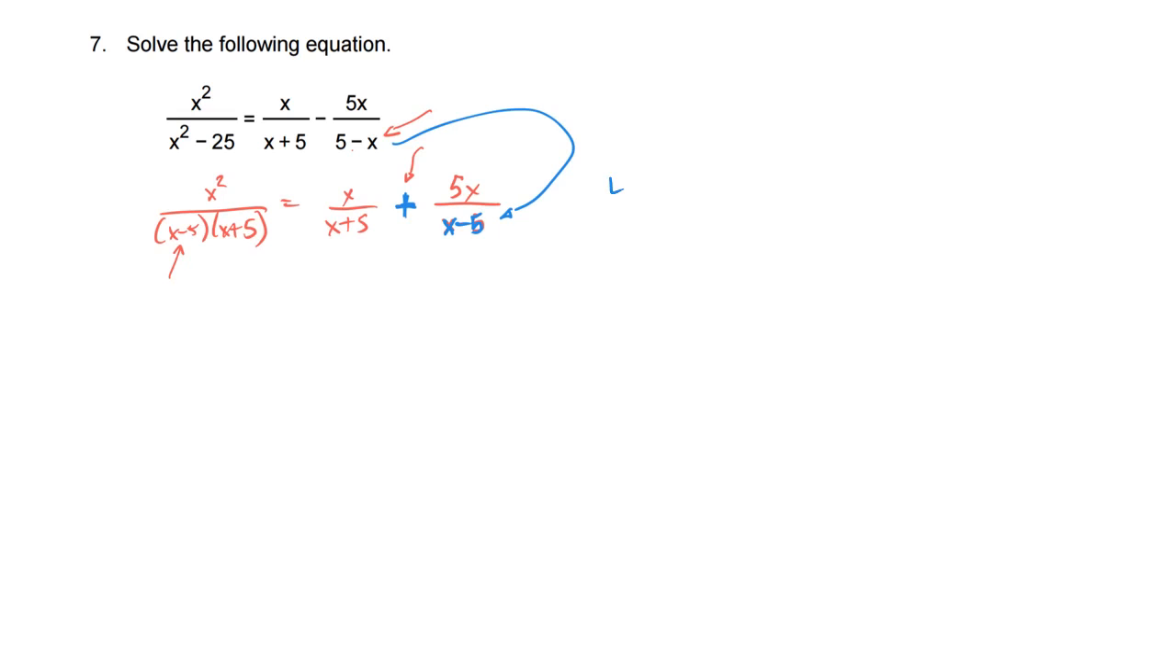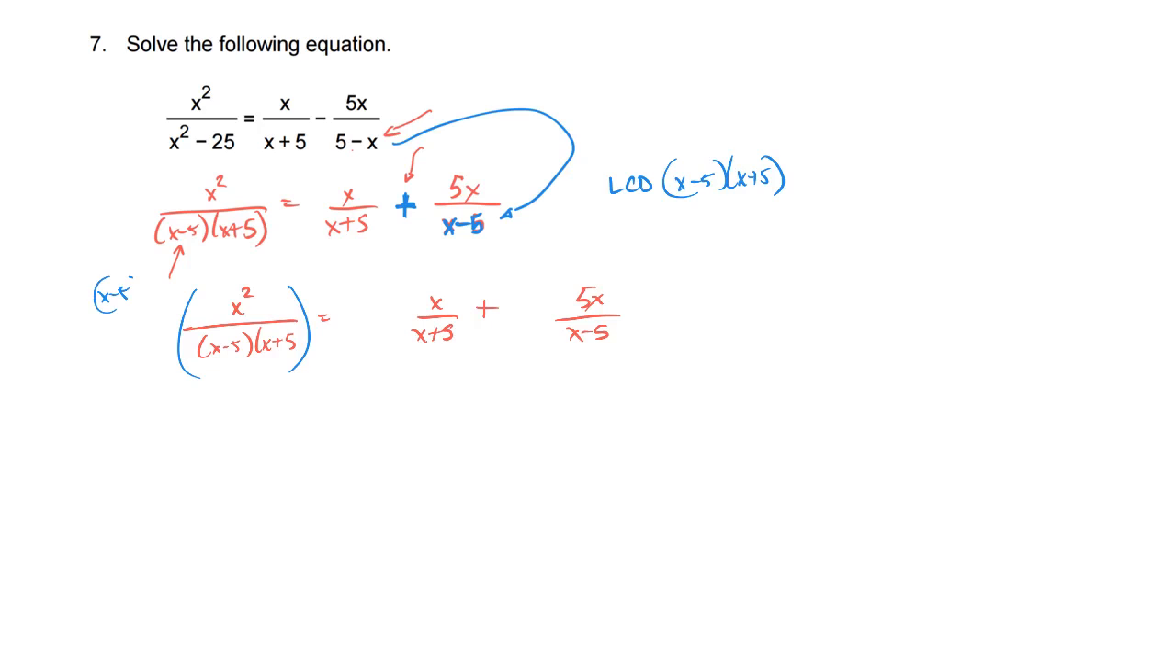All right, so now my lowest common denominator is going to be x minus 5, x plus 5. So I need to multiply every term by that. So let's write them all again. X squared over x minus 5, x plus 5, and x over x plus 5, and 5x over x minus 5. So I'm taking this and timesing it by the lowest common denominator, and this one by the lowest common denominator, and this one by the same.